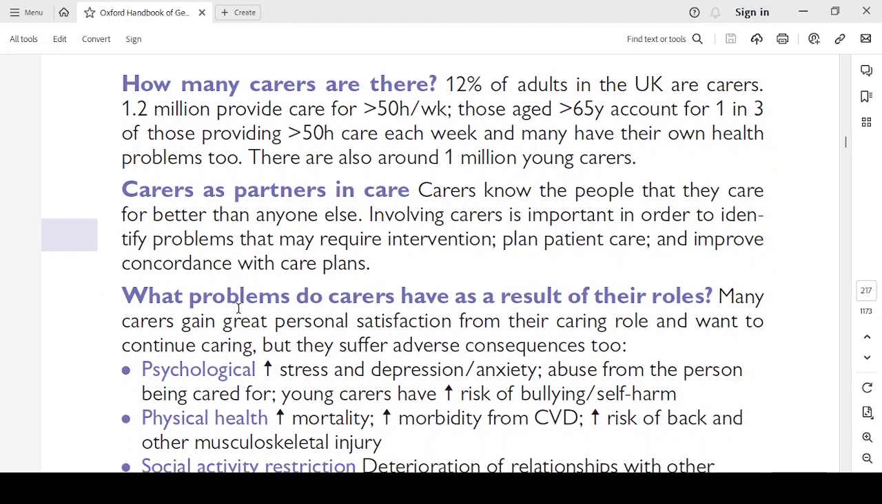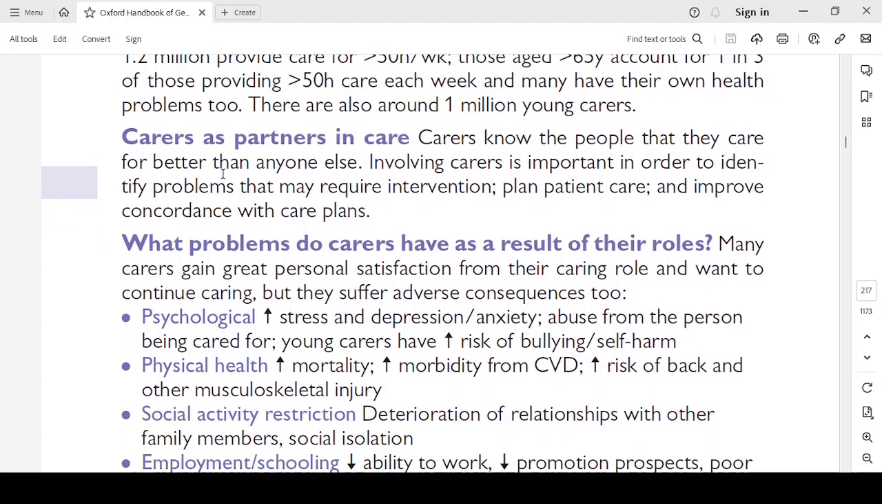How many carers are there? 12% of adults in the UK are carers. 1.2 million people provide care for more than 50 hours per week. Those aged more than 65 years account for 1 in 3 of those providing more than 50 hours of care a week and may have their own health problems too. There are also around 1 million young carers.